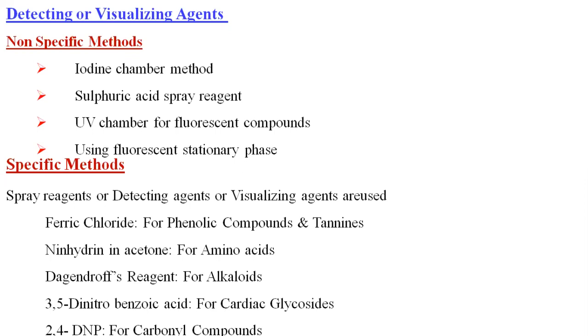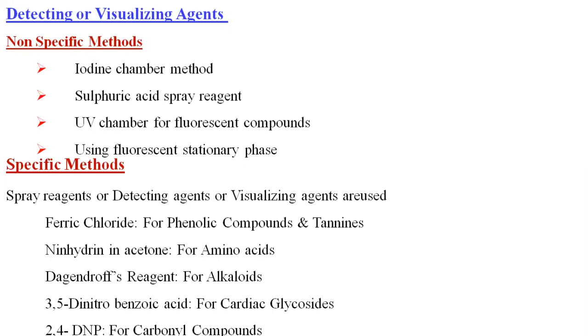In the specific method, we use specific reagents for detecting and visualizing the compounds. Suppose you are estimating amino acids; to get the spots of the amino acids, we use ninhydrin reagent. For phenols and tannins, we use ferric chloride, and for alkaloids, we use Dragendorff's reagent. For cardiac glycosides, we use 3,5-dinitrobenzoic acid, and 2,4-dinitrophenylhydrazine is used for carbonyl compounds. These are specific reagents for specific compounds, which is why we call them specific methods.